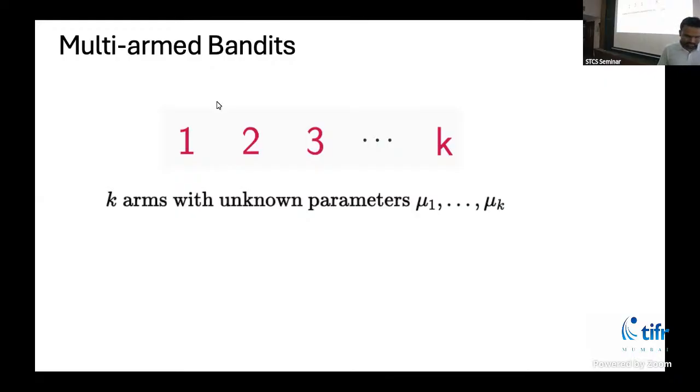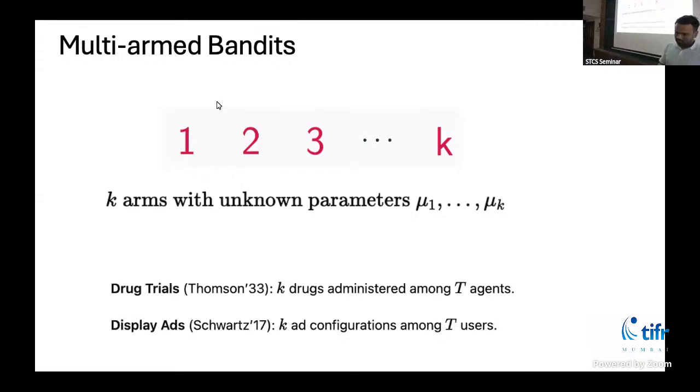There are several interesting applications. The first application dates back to 1933, designed by Thompson, and this is on drug trials. There are k drugs, and one of them will probably be useful for a particular disease. These k drugs will be administered among capital T patients. The patients come sequentially, one at a time. Each time a patient comes, one of the k drugs is administered and the outcome is received. Depending on the outcome, the next patient can receive a different drug or the same drug. The goal is to find, after these capital T interactions with patients, the best possible drug.